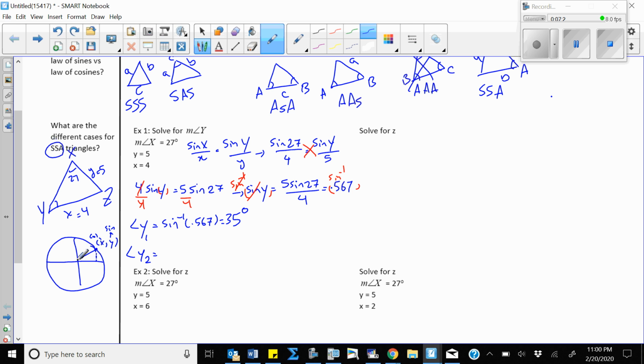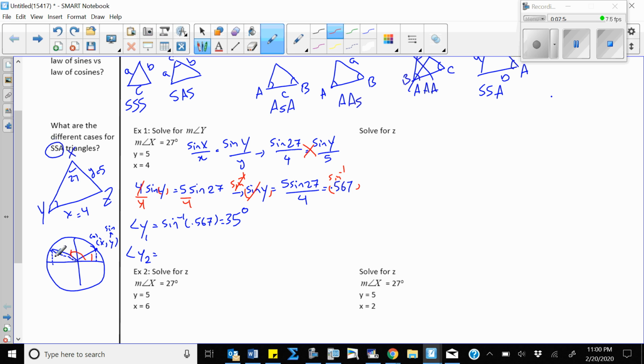Now, I know that there is a reflection of this angle on the other side of this y-axis. So this is a reflection of this angle over here. This angle also has the same y value because it's just a reflection of this one. So basically the y value, or the sine of this angle, is the same as the sine of this 35. So that's why we say we have two answers, not only one.